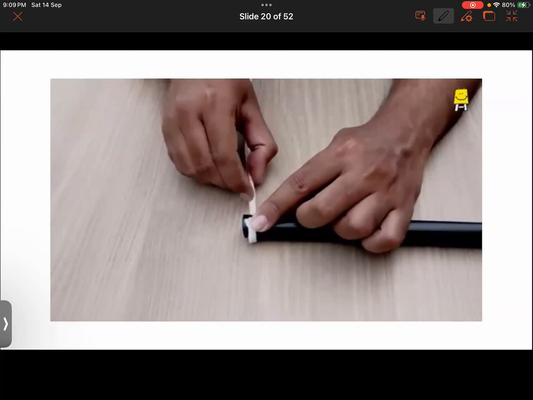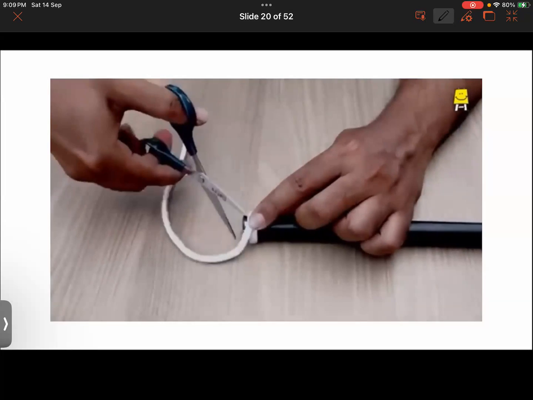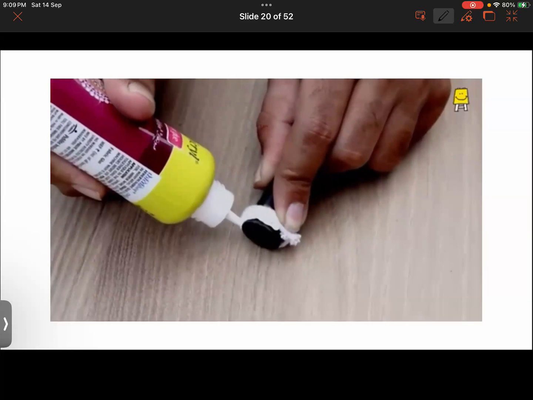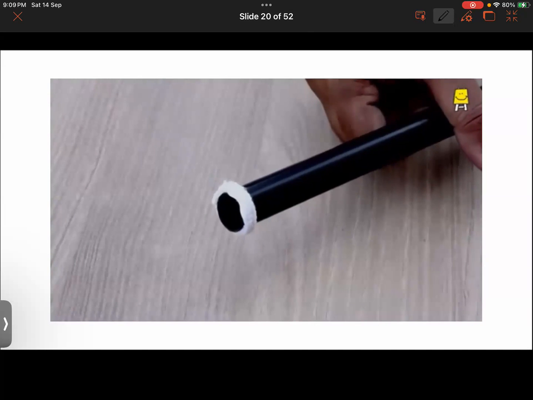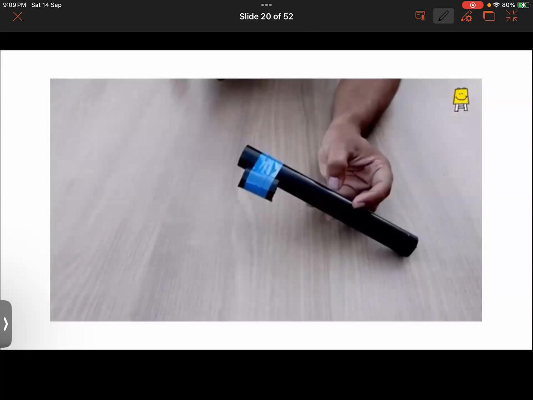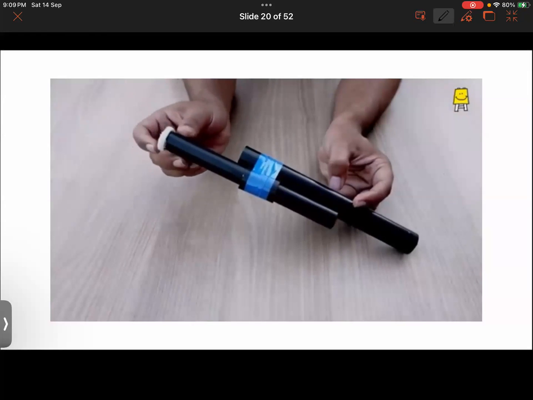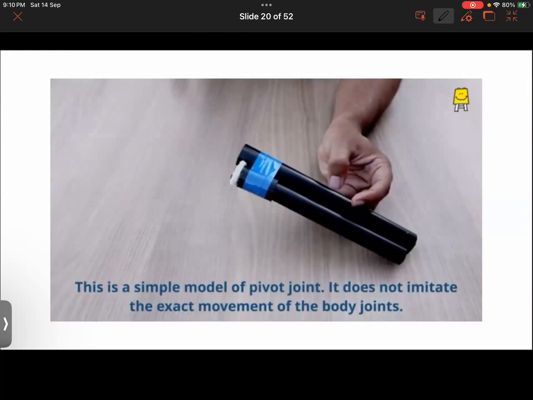On the smaller pipe, wrap a thread along one end and secure it with glue. The end result should look like this. Put the smaller pipe into B. Here you have a simple model of a pivot joint.